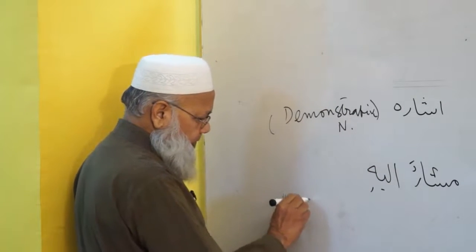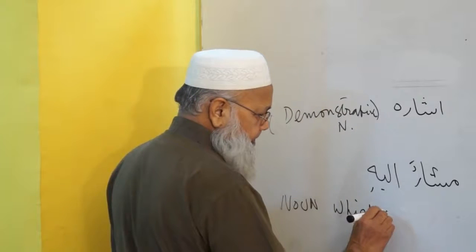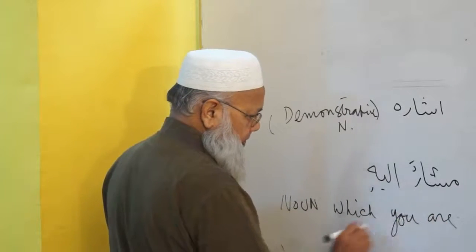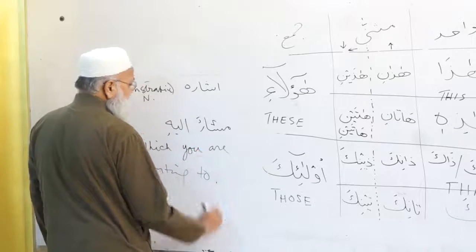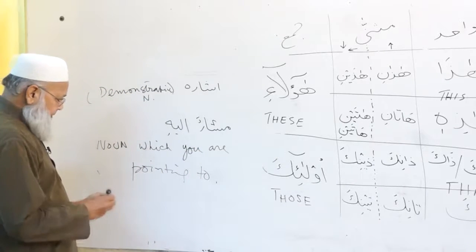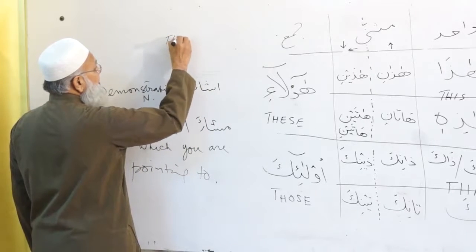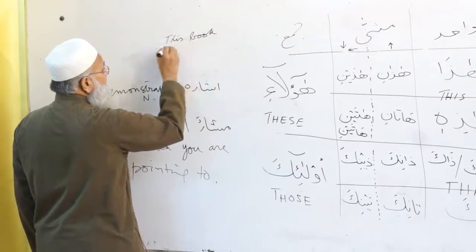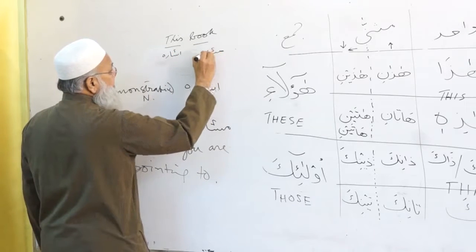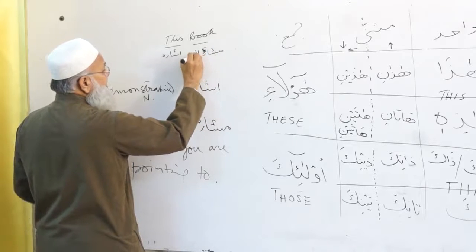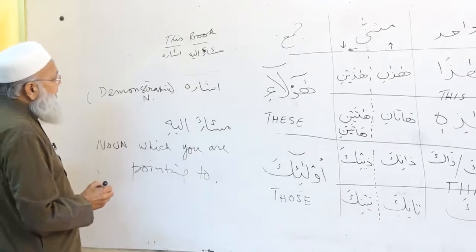the noun which you are pointing to, the noun being demonstrated. For example, in the construction, this book, this is Ishara and this is Musharun ilayh. This is an incomplete sentence. Ishara, Musharun ilayh: demonstrative construction.